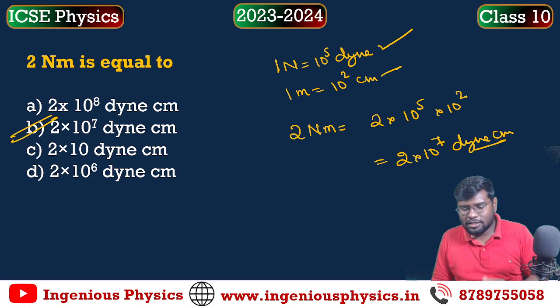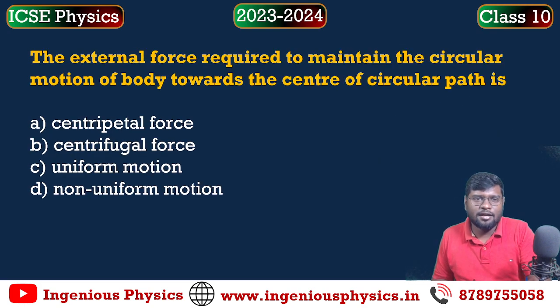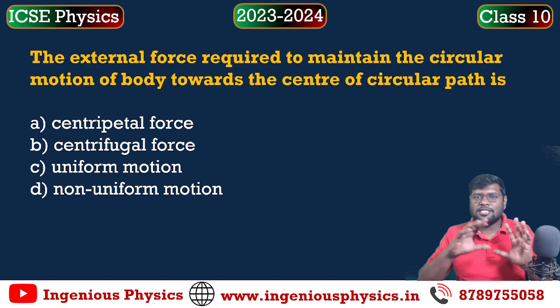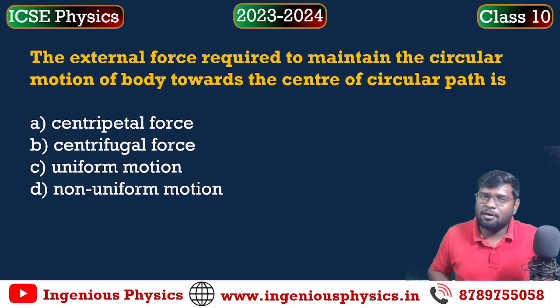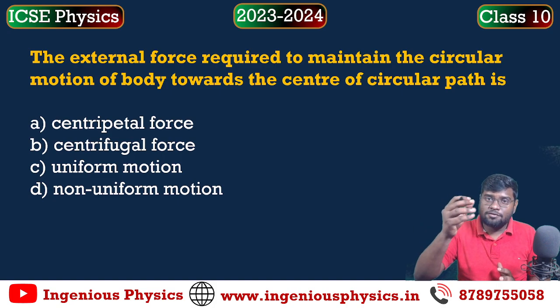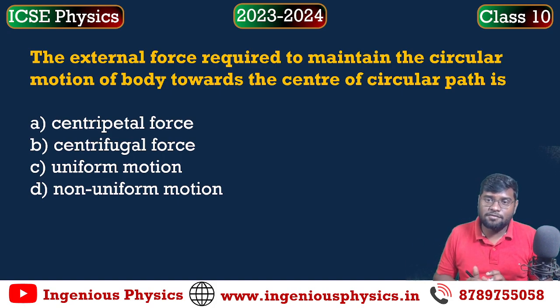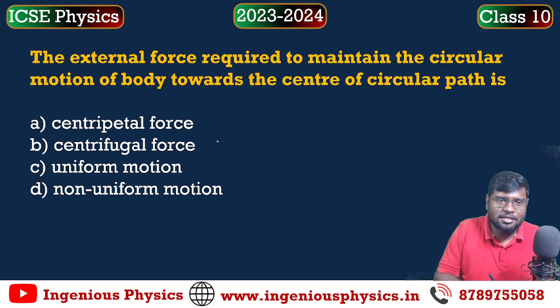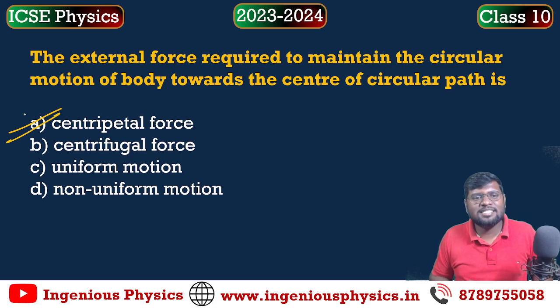I hope you understood the explanation very nicely, right? So now let us move to the next question. The external force required to maintain the circular motion of a body towards the center of circular path. So basically the object is moving in a circular path. So which force is required so that the circular motion will be continued, and this force should be acting towards the center? That force is centripetal force, right? So the option A is correct.